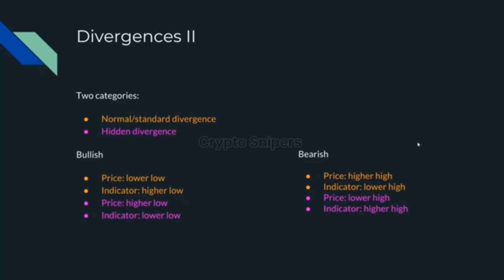So there are two categories of divergences: normal or standard, and hidden. This one is probably worth just screenshotting or saving or whatever else. There's also a divergence cheat sheet on BabyPips you can look at. So whatever you need to do just to have these in your mind, but it's going to be a lot more useful to go through some examples in a sec.